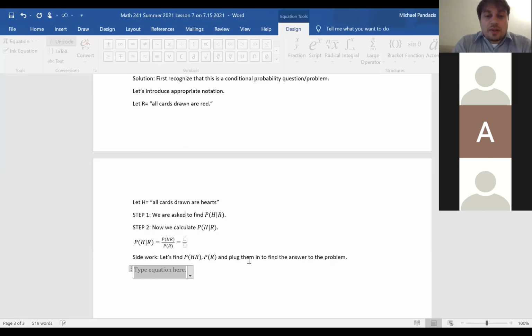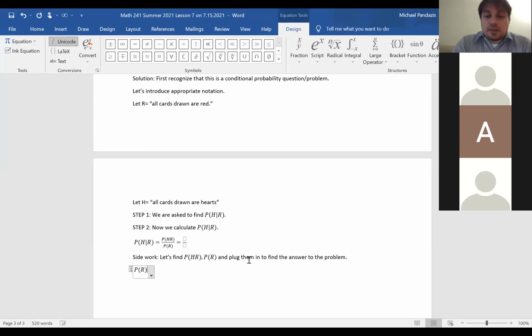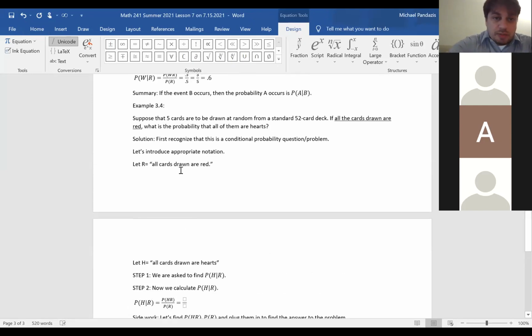Okay, so let's do the probability of R first. The probability of R is the probability that all the cards drawn are red. So we want to choose 5 cards from a standard 52 card deck, right?